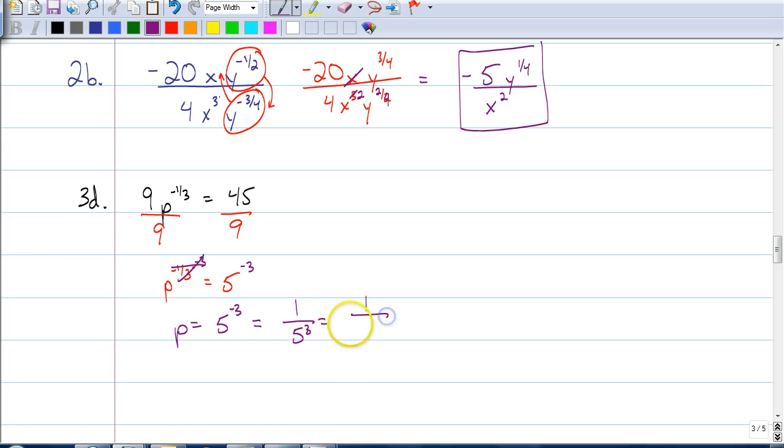And 5 cubed is 125. So that tells me that P equals 1 over 125. And that would be your answer for 3D. So you would do the third section there like that.